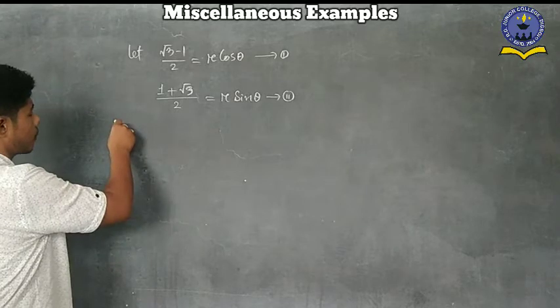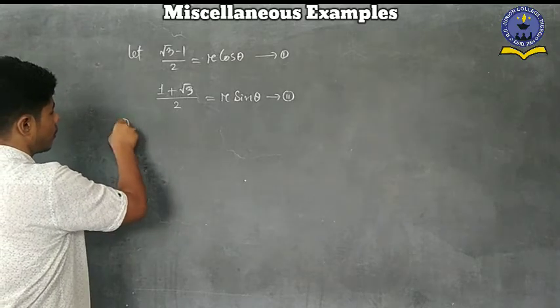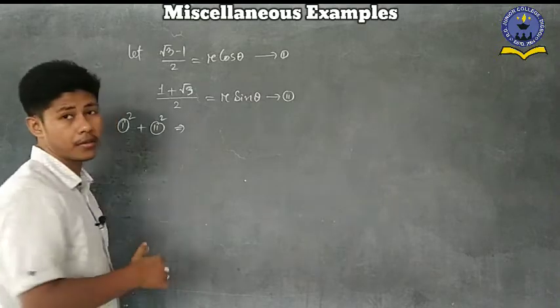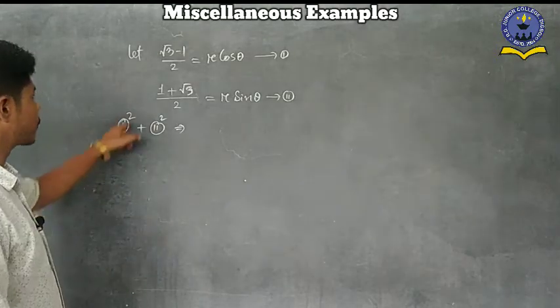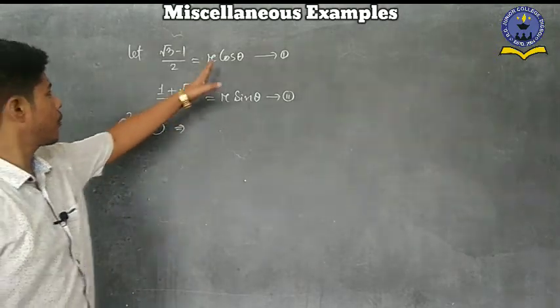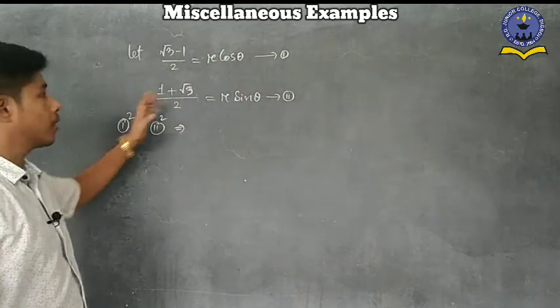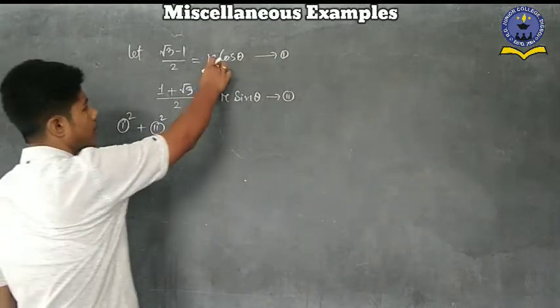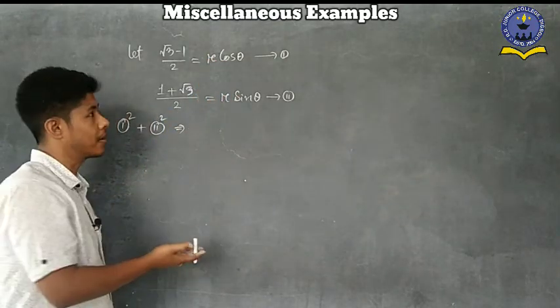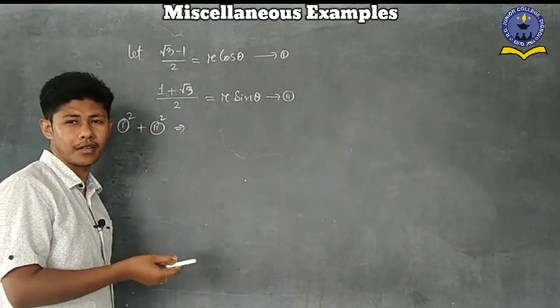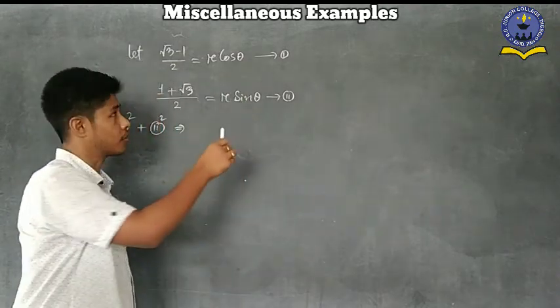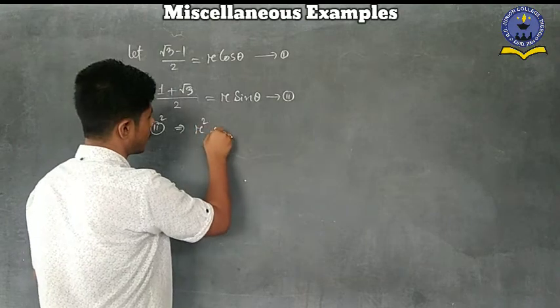So now first of all, squaring and adding. So equation 1 squared plus equation 2 squared gives, that means simply if we square these two and write on the left hand side, r square cos square theta plus r square sin square theta. Lots of time we have done this one, so easily we can write directly here. I think all of you understood this one, isn't it? So r square common, cos square theta plus sin square theta is 1. So simply what you have to write here? r square.